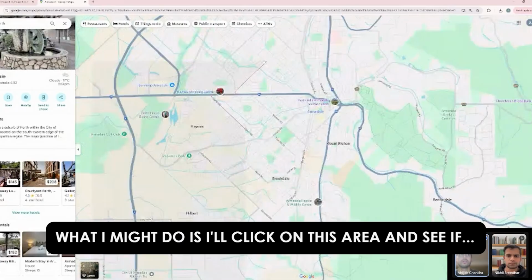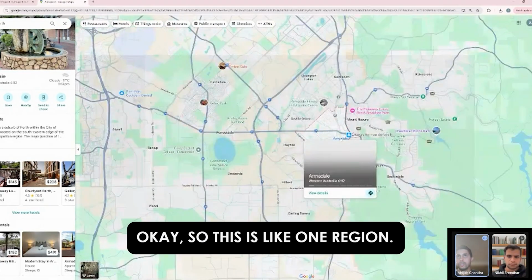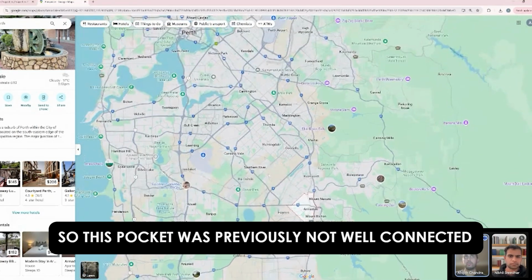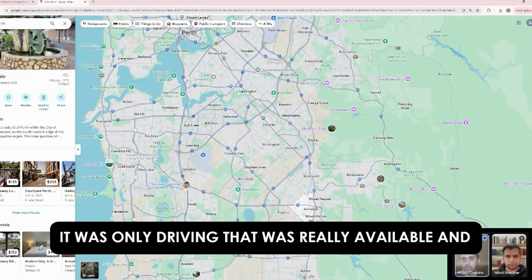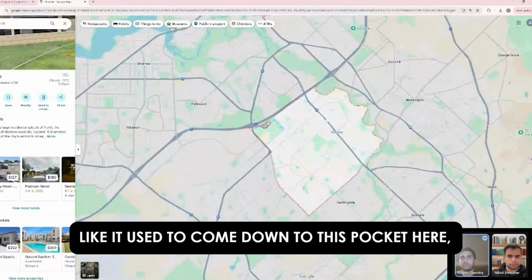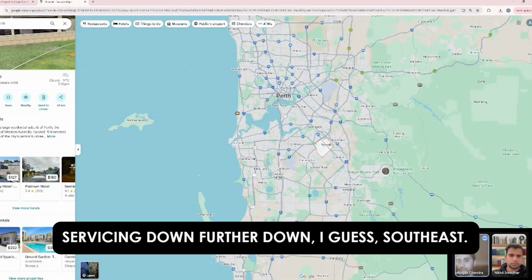What I might do is I'll click on this area and see. Okay, so this is one region. If I zoom out slowly, hopefully you can see the highlighting here. So this pocket was previously not well connected to the Perth CBD. It was only driving that was really available, and the rail was very limited. It used to come down to this pocket here, Thornlie, quite nicely, but it wasn't very well servicing further down southeast.